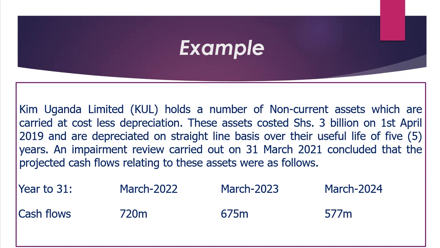So now, if you look at this first part of the question, an impairment review was carried out on 31st March, but the assets were obtained on 1st April 2019. So if you count from 1st April 2019 to 31st March 2021, automatically those are 2 years, because the first year ends on 31st March 2020, and of course the second year ends on 31st March 2021.